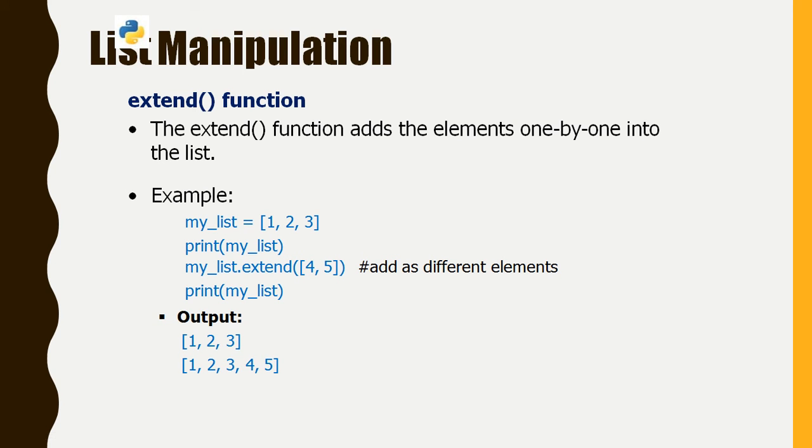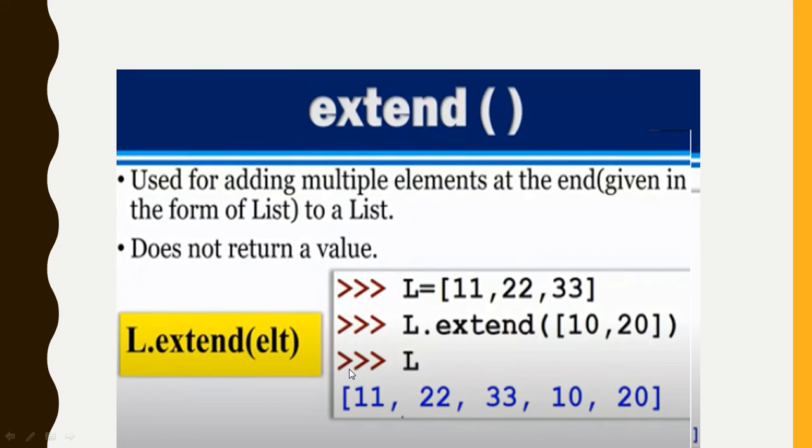What about extend now? This function adds the elements one by one into the list. For example, if I give extend 4, 5, it will add them one by one. Even if you give a list of elements, it will add them as different elements. You can see here 11, 22, 33, I have added 10, 20, so 10, 20 is added. The syntax is L dot extend and the element.